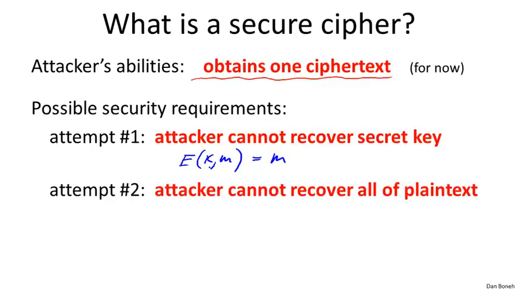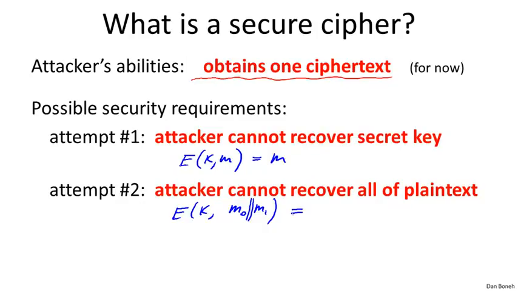So the next thing we can attempt is to say, well, maybe the attacker doesn't care about the secret key. What he really cares about is the plaintext. So maybe it should be hard for the attacker to recover the entire plaintext. But even that doesn't work, because let's think about the following encryption scheme. Suppose this encryption scheme takes two messages. I'm going to use two lines to denote concatenation: M0 || M1 means concatenate M0 and M1.